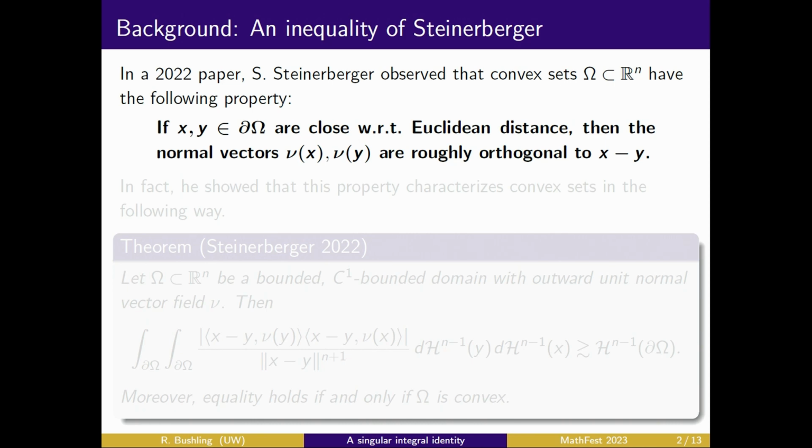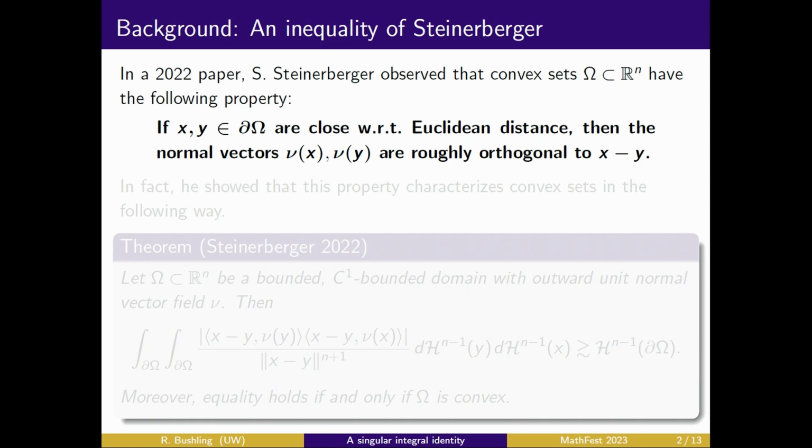So diving right in, the starting point is going to be this observation of Stefan from a paper last year. He noted that if omega is a C1 bounded convex set in Rn, and if x and y are boundary points of omega with normal vectors nu of x and nu of y, then these vectors are roughly orthogonal to the line connecting the two, so to the vector x minus y, whenever x and y are close with respect to the Euclidean distance. Now, if this had said with respect to the Riemannian distance on the boundary, this would be trivial simply by the continuity of the normal vector field.